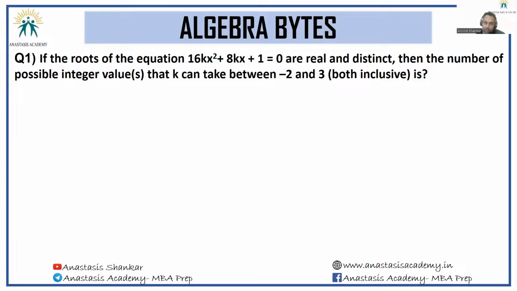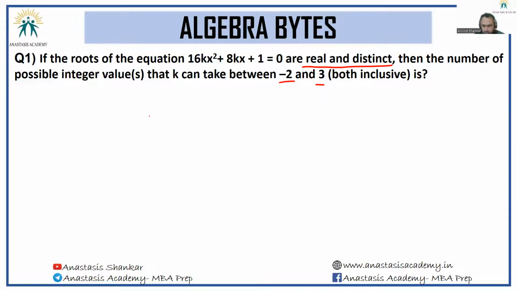If the roots of the equation 16kx² + 8kx + 1 are real and distinct, you have roots as real and distinct when the discriminant is greater than 0. The number of possible integer values that k can take between -2 and 3 both inclusive is. Okay, let's see.